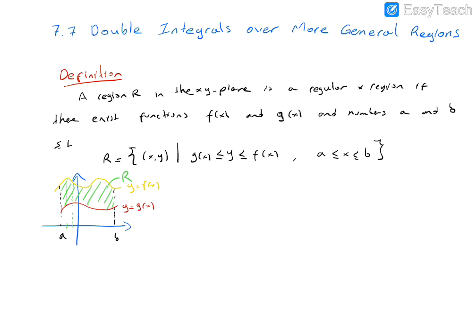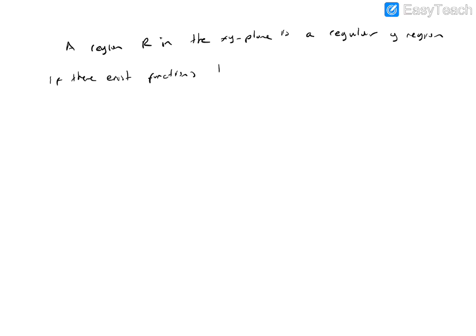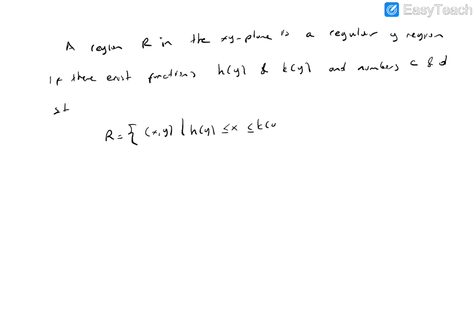And we can define the y regular region. So a region R in the xy plane is a regular y region if there exist functions h of y and k of y and numbers c and d, such that the region R consists of the points x and y, such that x changes between h of y and k of y and y changes between c and d.